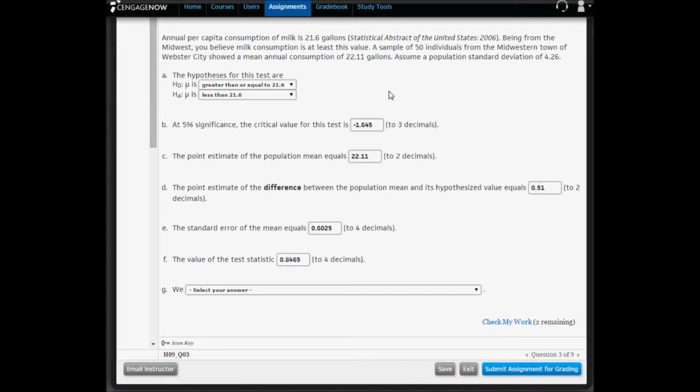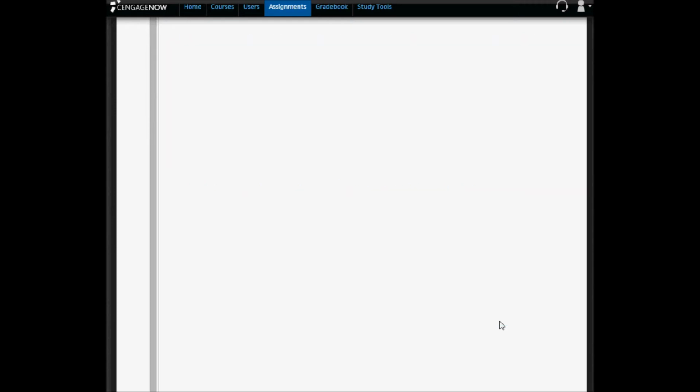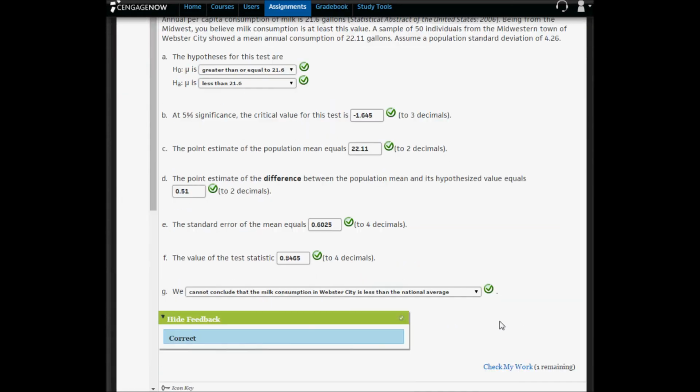To conclude in part G, we have to compare the test statistic to the critical value. Now, if the test statistic is less than the critical value, we have evidence in support of the alternative. Since that's not the case, we have evidence in support of the null. So we cannot reject the null, which means we cannot conclude that milk consumption in Webster City is less than the national average. I'm going to check my work, and we should get all green check marks. And we do.